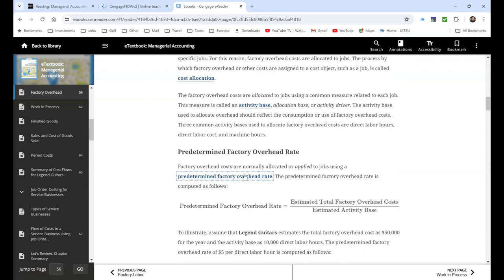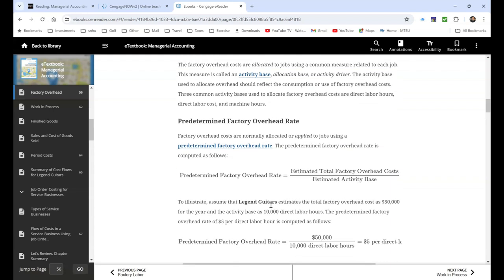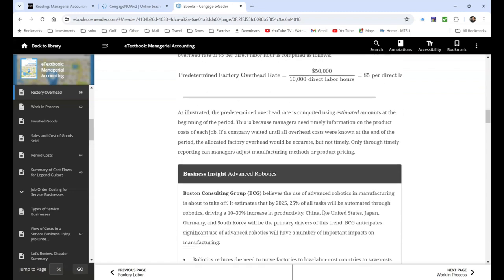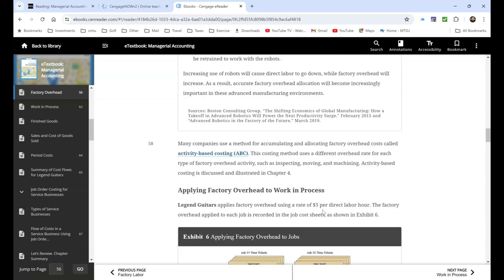And so you're going to predetermine this. If I thought $500,000 is going to be my total factory overhead, that is in the numerator, and the denominator would be whatever the base is. And here they're going to use hours as well. So they have 10,000 direct labor hours they're estimating, and their overhead costs they're estimating to be 50,000. So for every dollar of direct labor that they add, they're going to add $5 in overhead. And this is just like what I was showing you the other day.